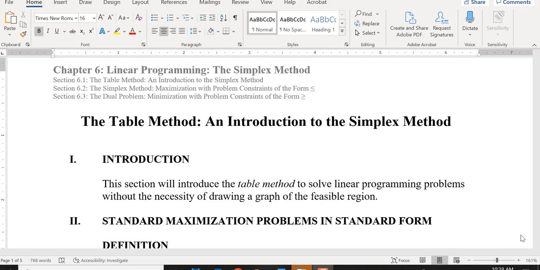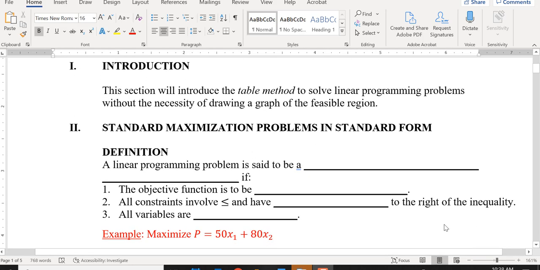All right, chapter 6, we're starting with linear programming, the simplex method, looking at the table method. It's an introduction to what's called the simplex method. That's what we're going to do next week, and it's going to involve matrices. Okay, the table method, an introduction. This section will introduce the table method to solve linear programming problems without the necessity of drawing a graph of the feasible region. You guys didn't like doing that very much, apparently.